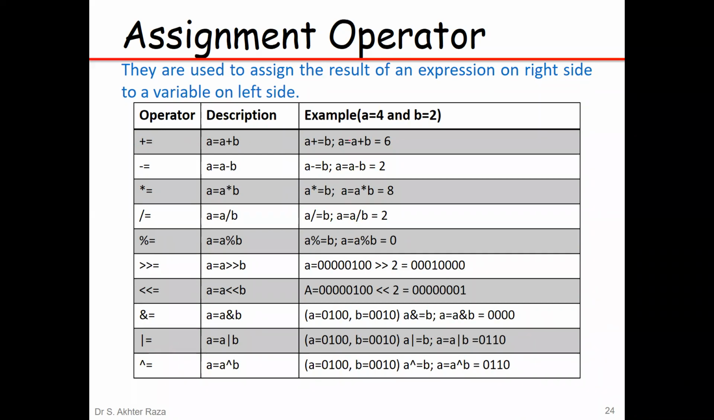If I write a plus equal to b, these are binary operators. A plus equal to b means a is equal to a plus b. This is the output. A minus equal to b means a is equal to a minus b. A multiply equal to b means a is equal to a into b, and so on. In the same way, these assignment operators work. I will describe these assignment operators later when I describe one complete example of a program.